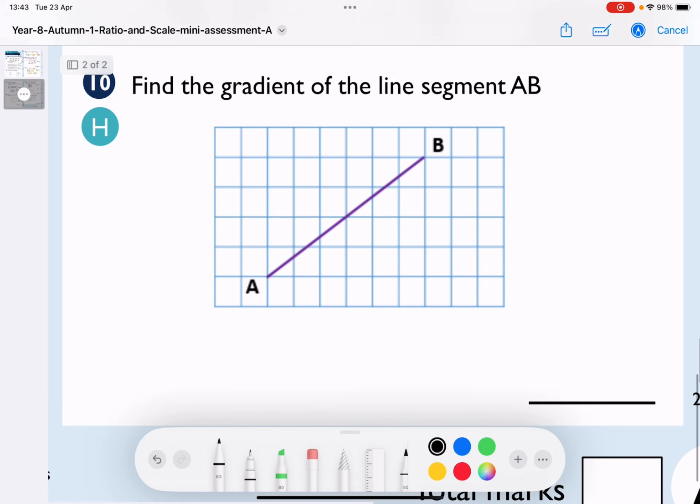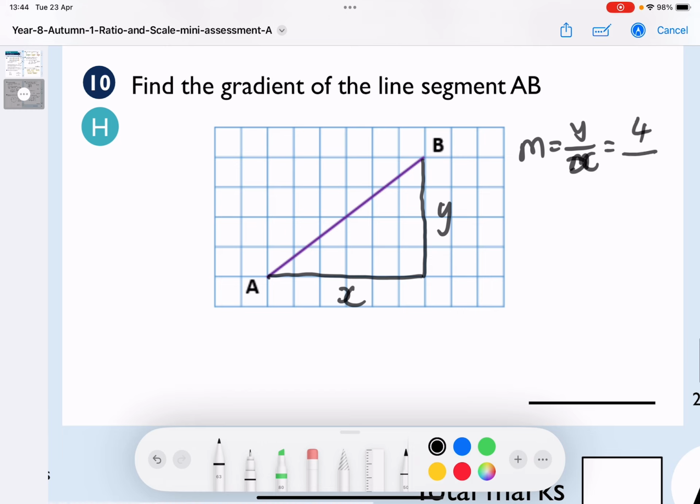And finally, this question, find the gradient of the line segment AB. The gradient is found by doing the height divided by the width. So the difference in y divided by the difference in x. m is usually what we refer to as the gradient. So y for me is 4, x is 6. I'll simplify it and leave it as a fraction, so the gradient is 2/3.